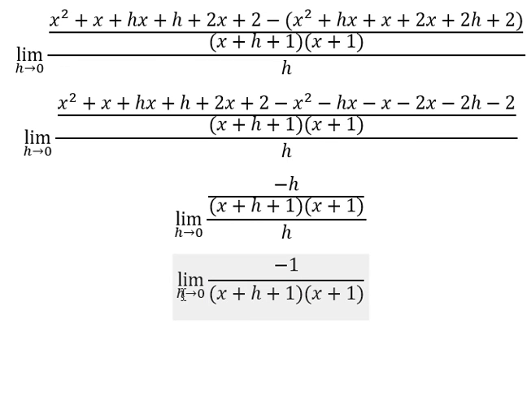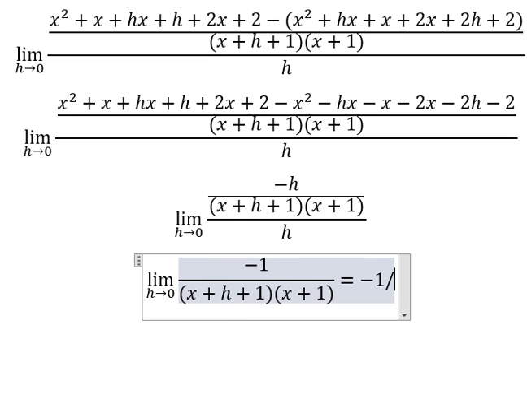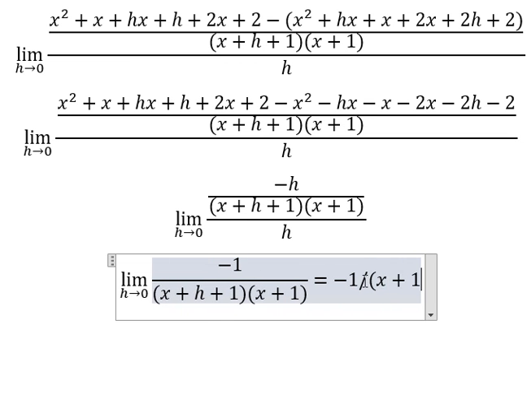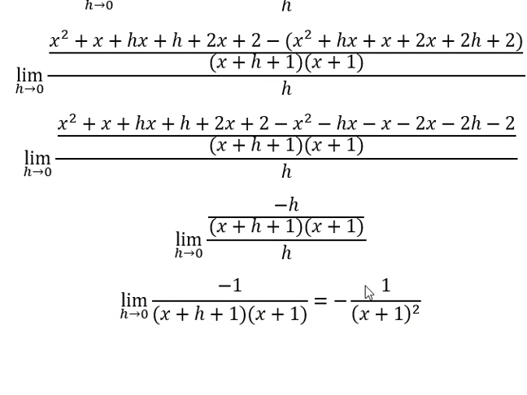Now, when h approaches number 0, this one goes to number 0, and we will have negative 1 over (s plus 1) to the power of 2. And that is the final answer of the question in here.